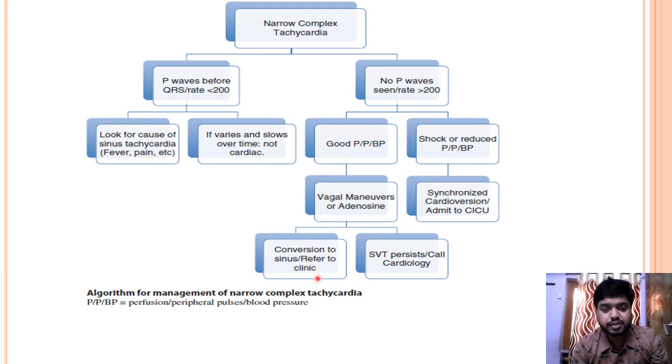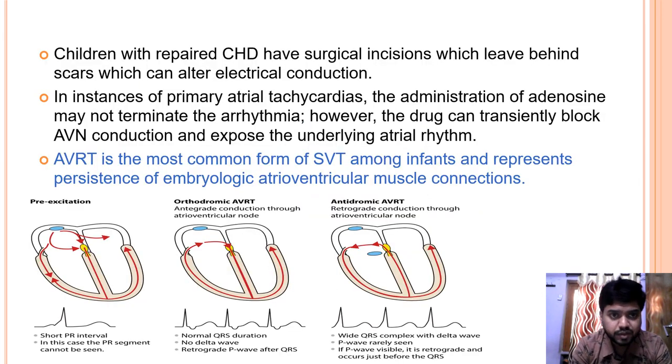If it converts to sinus, straight away refer. If it still persists, call for cardiologist help, because he needs further pharmacological intervention, or you may go again for cardioversion. Then children with repaired congenital heart disease have surgical incisions which leave permanent scars, which can alter the rhythm, as we discussed already. In instances of primary atrial tachycardia, administration of adenosine may not terminate the arrhythmia. However, the drug can transiently block the AV node conduction and expose the underlying atrial rhythm.